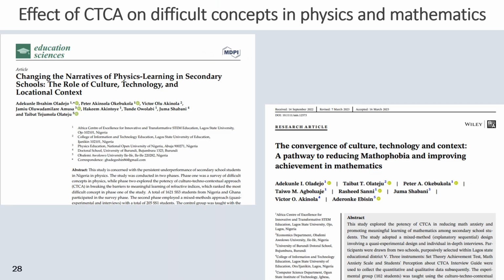These are also our recent publications in physics. Thank God you are physics teachers, so you can see you're not left out.